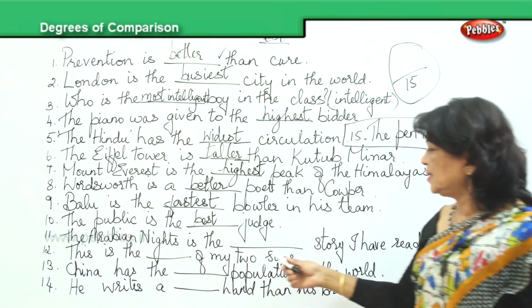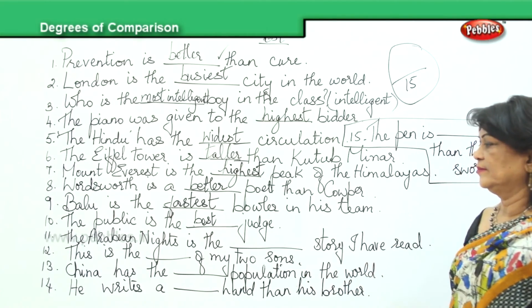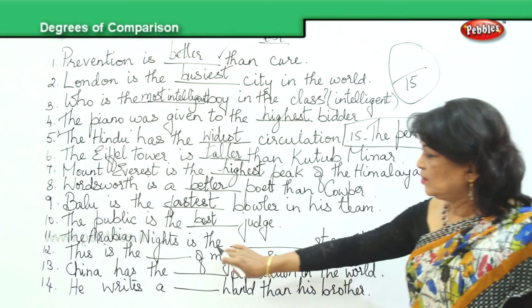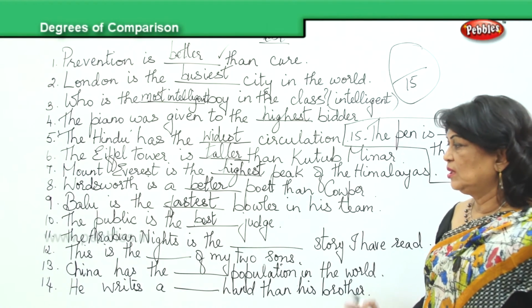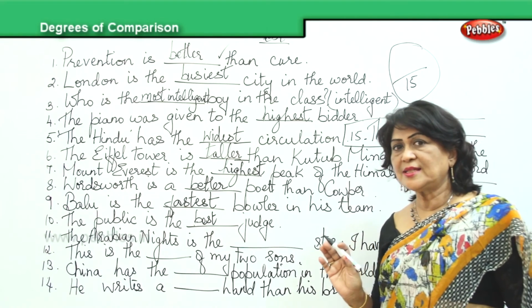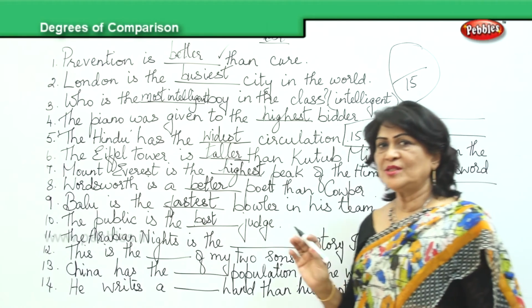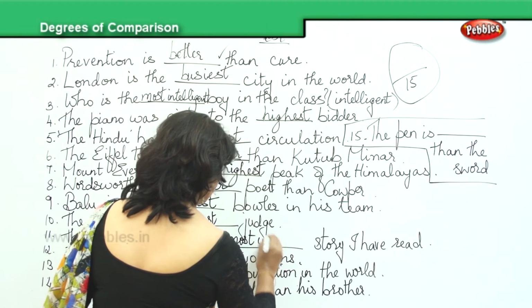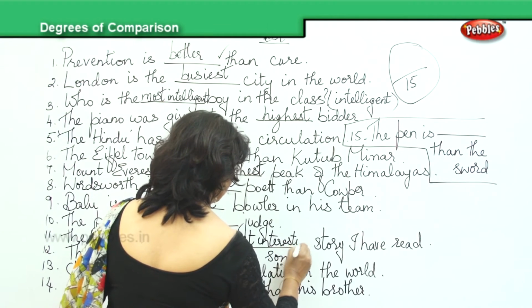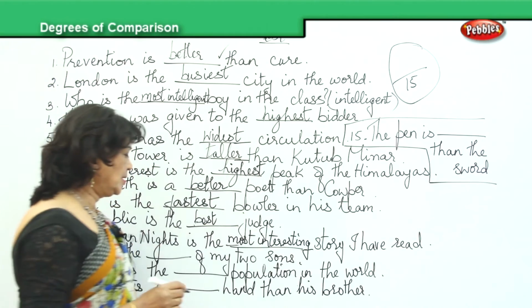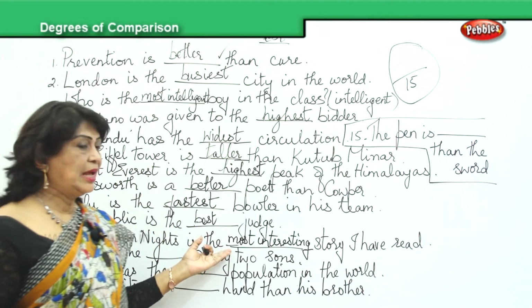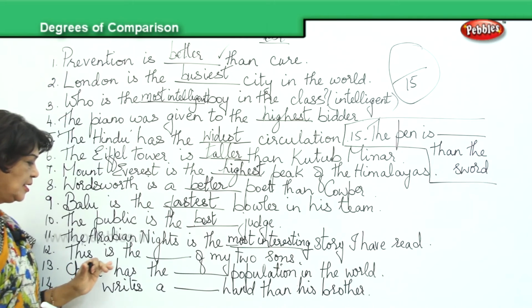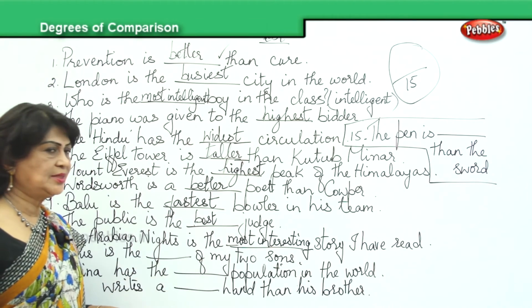The Arabian Nights is the dash story I have read. Something like story that you read will be interesting, isn't it? So you have here the, T-H-E, the. So the interestingest story, most interesting story. Very good. The most interesting. Always this is a clue. When you have the, you will have the superlative degree here. Most interesting story.